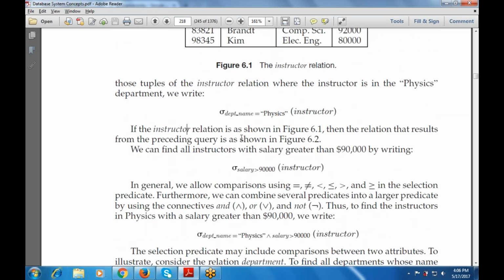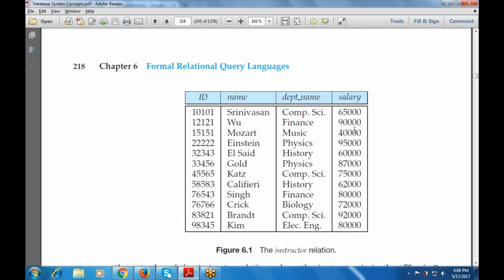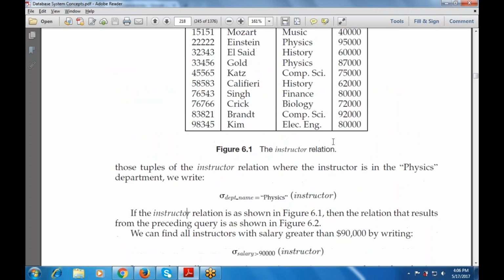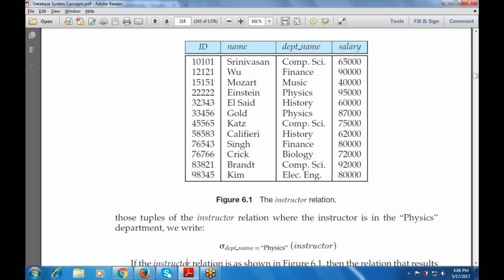And if the instructor relation is shown over here, then the result will be shown in Figure 6.2 we have studied. Now, we can also find all the instructors with salary greater than $90,000. Now, we have to find out the instructors whose salary is greater than 90,000. This is the scenario: salary is greater than 90,000, not equal to, greater than.